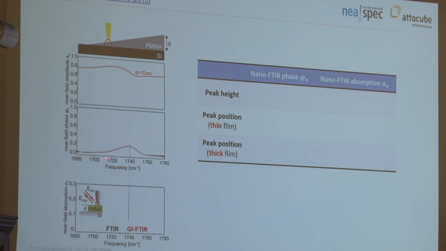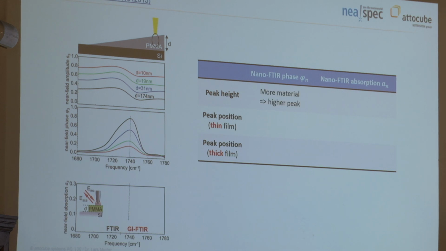And you can see here's one absorption peak in the phase. As the layer gets thicker, the phase increases. The amplitude goes down because we see less of the substrate. But the phase peak just keeps going up. So the more material we have, the higher is the peak. That's relatively easy to understand.